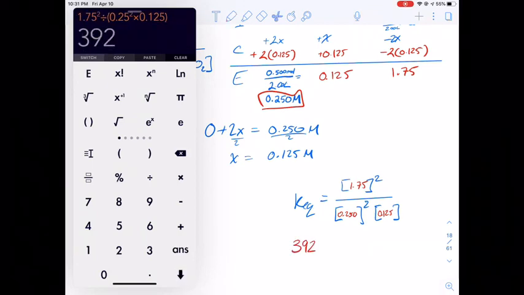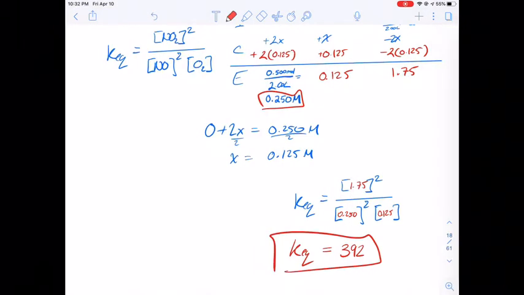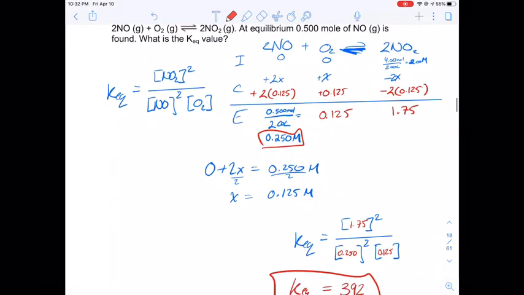392, proper mathematical order here. Keq equals 392. And so that's that one. This one's usually fairly straightforward, because as long as you knew the starting reagent amount, which was 0 here, and you know the equilibrium amount of one reactant, then you know how much you gained or lost of all the other ones.